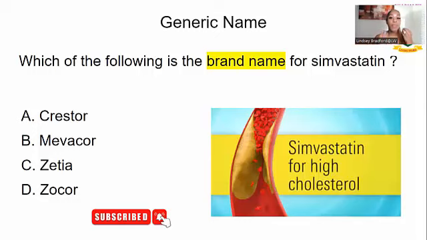So you want to be familiar with these drug names, and you want to know when you see a statin, that helps you to remember not just that drug name, but any other drug name that ends in statin, because now you can associate that with what? High cholesterol, okay? Smarter, not harder. So for this particular answer, the brand name for simvastatin is going to be Zocor. Write that down. Zocor is the brand name.